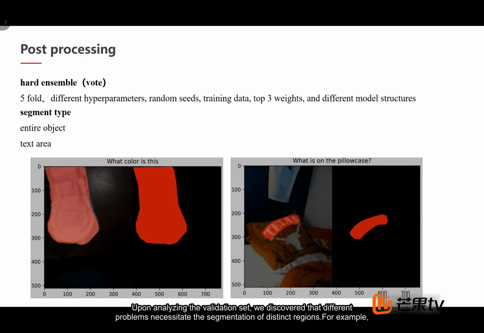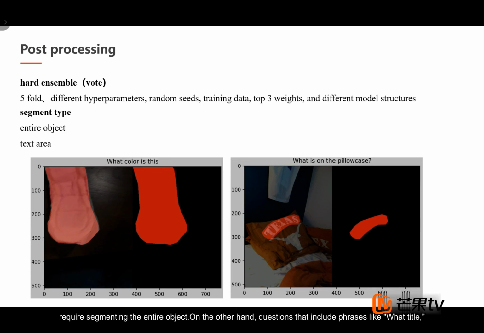Upon analyzing the validation set, we discovered that different problems necessitate the segmentation of distinct regions. For example, questions like, "What color is this?" or "What is it?" require segmenting the entire object. On the other hand, questions that include phrases like, "What title?" "What does it say?" "What is on?" "What is in?" and so on, require segmentation of the text area.